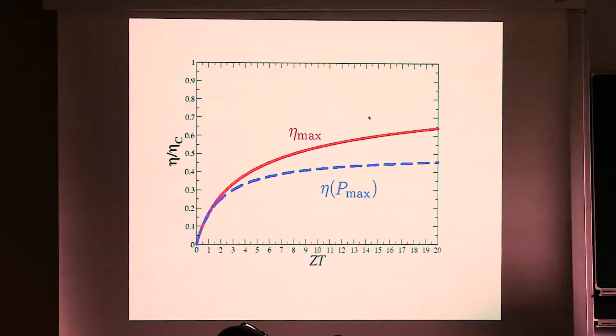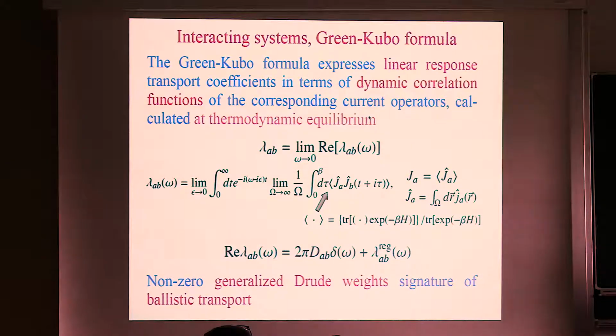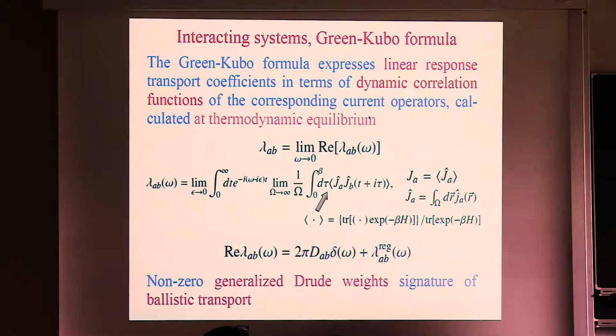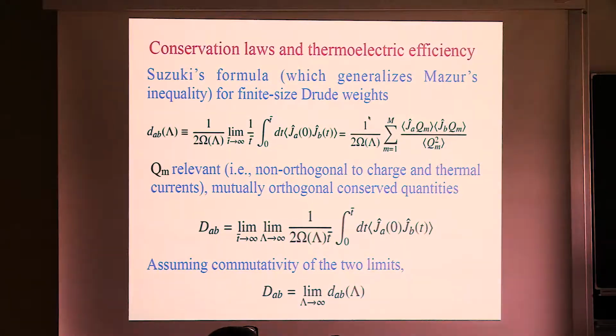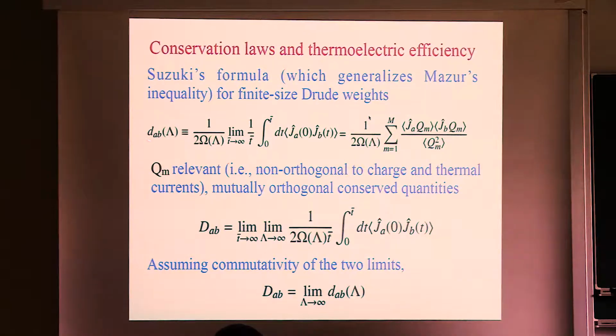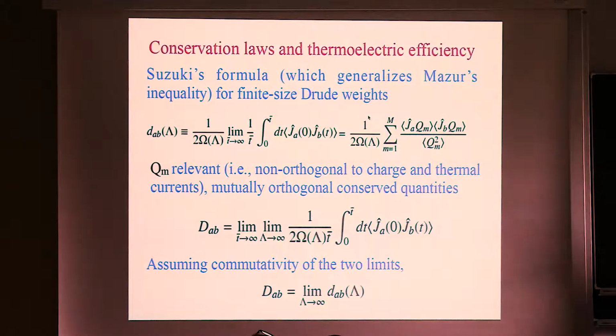And so if I come back, now I need another ingredient, but this is just to get some analytical prediction. You use the Green-Kubo formula to compute linear response transport coefficients. The point is that you can have generalized Drude weights, so delta peaks at zero frequency, and this is a signature of ballistic transport. Then I need another ingredient, which is that you can compute the Drude weight for finite size systems using this expression, which is in terms of constants of motion that are non-orthogonal to the currents you are considering. Here you have the particle and heat currents. Non-orthogonal means that when you take a thermodynamic expectation value at a given temperature, you get a non-zero result.